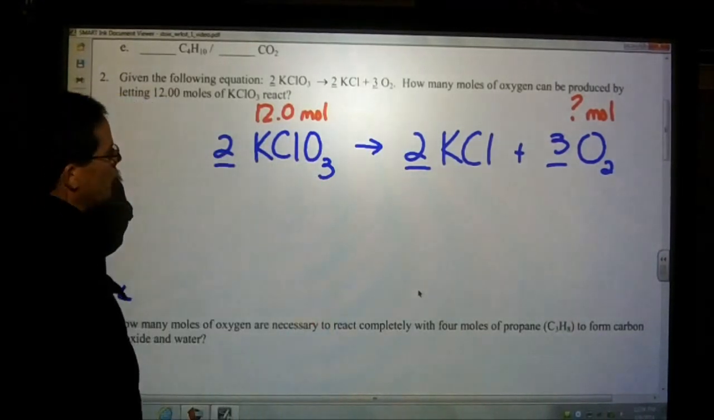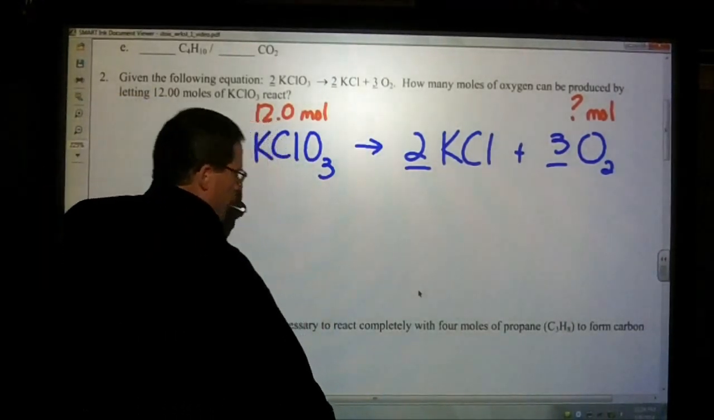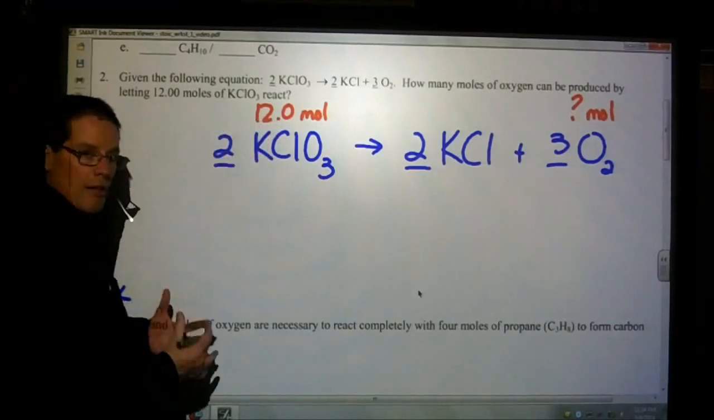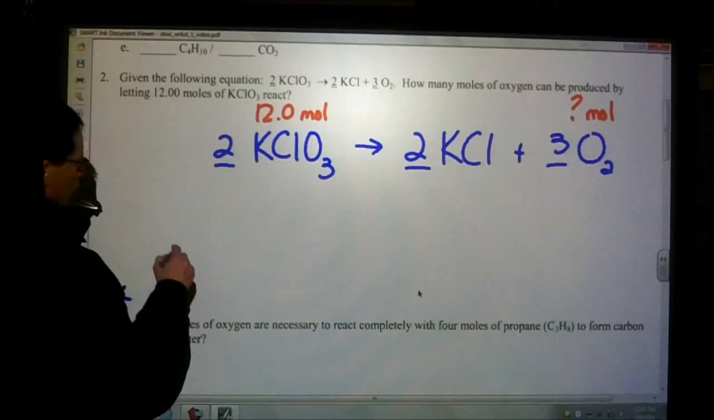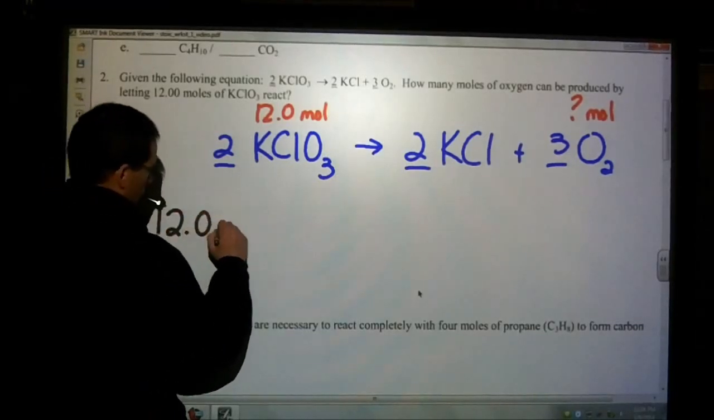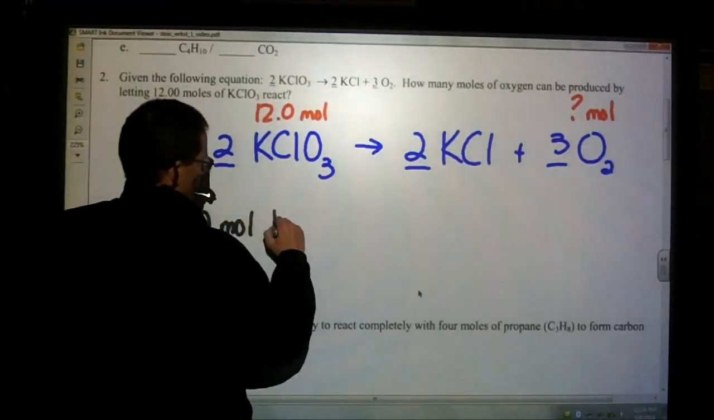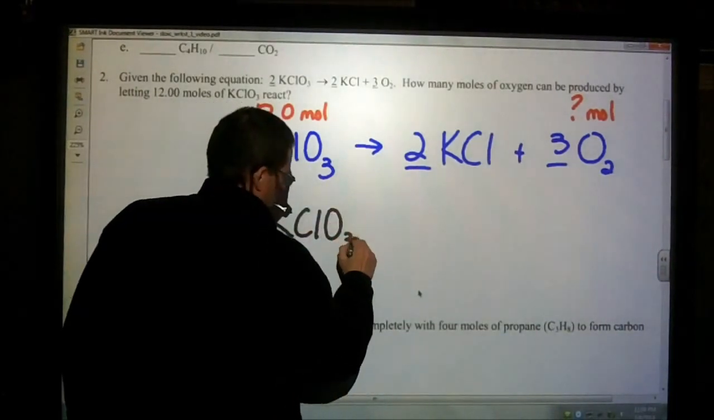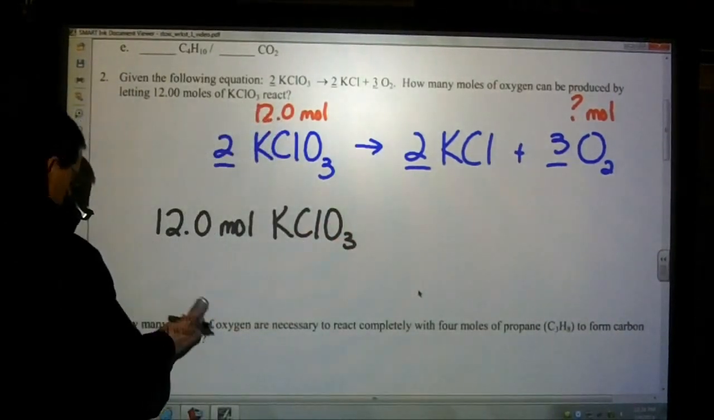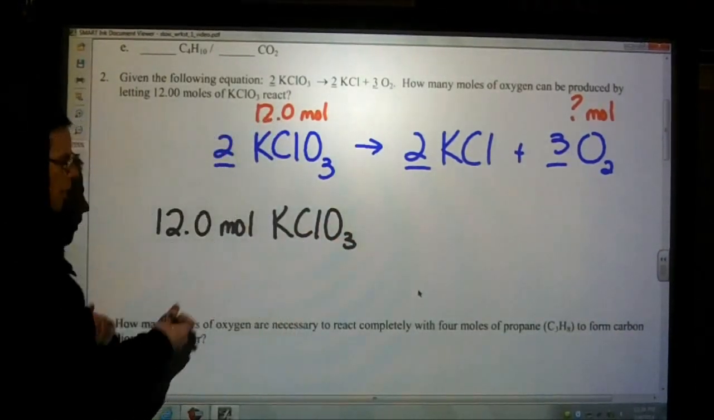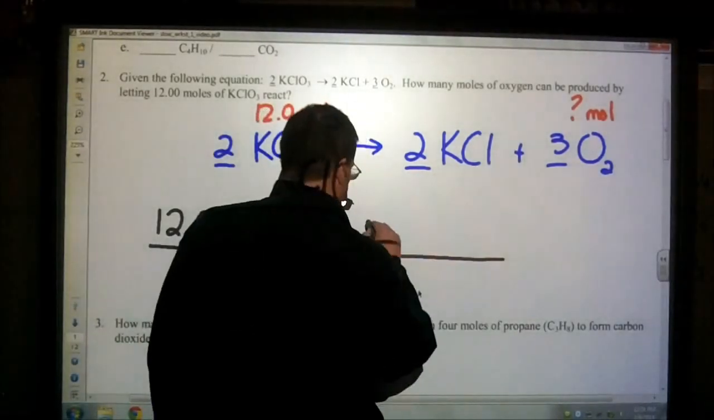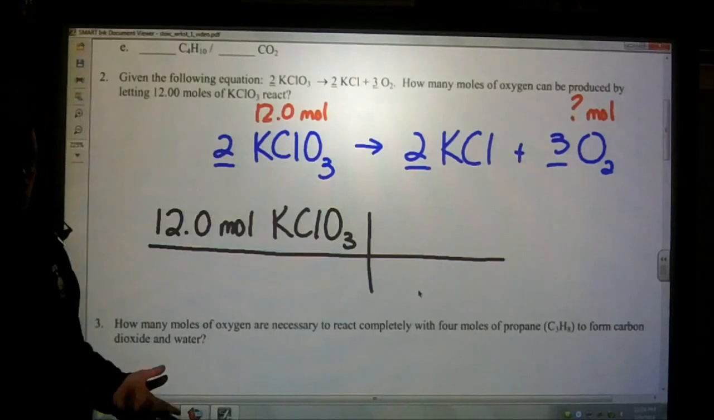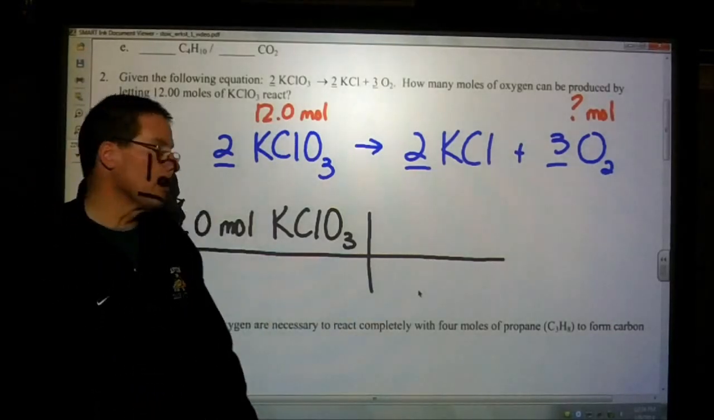Done. Step 2, take what's given, 12 moles, and that's what's given. We don't know anything about the oxygen. That's what the question's asking. Take what's given and convert it into moles. Good news, it's already in moles. All right? So step 2 is also completed for you. And yeah, maybe on the test I might give a question like this.